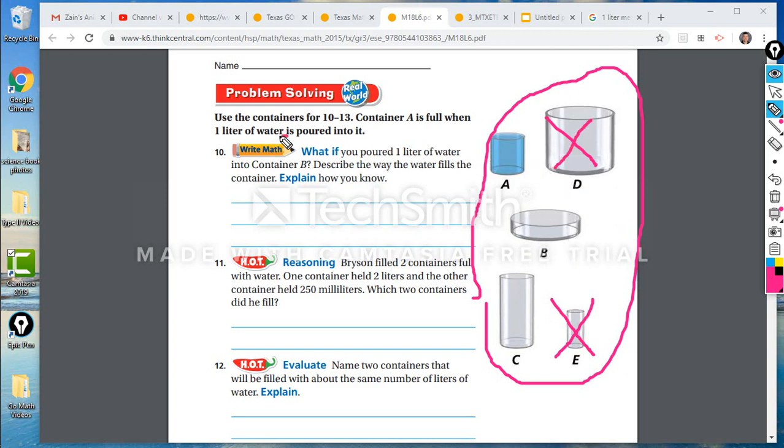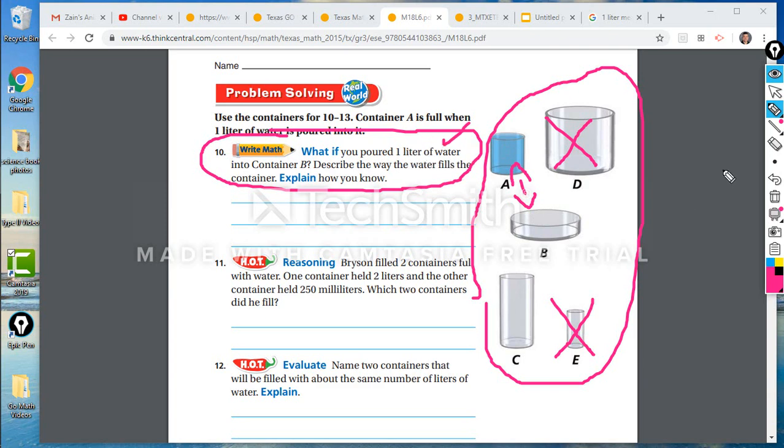Now, if I remember correctly, when I did number 10, I pretty much said that A and B are pretty much the same, have the same amount of volume. So it would be A and B that would be the two containers that will be filled with about the same number of liters of water. Because when I look at A and B, I deciphered that when I answered this question here.